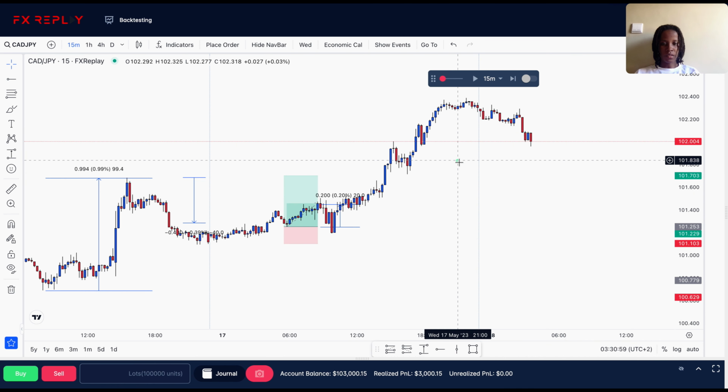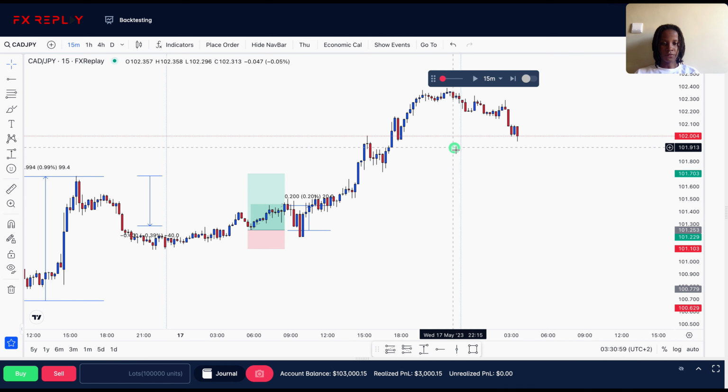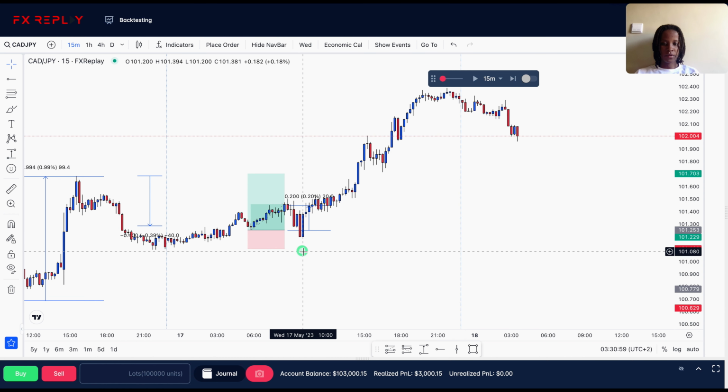We're here on the M15, and you can see here in the 15 minutes time frame, what you always do, like always, measure the impulsive move from the swing low to the swing high.